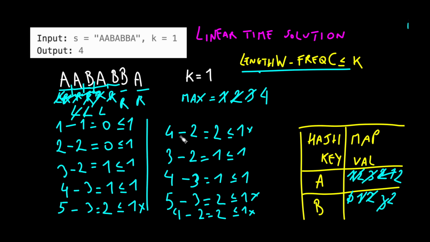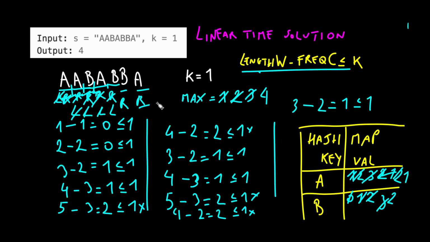We now want to move left again. So left is now going to be here. We want to update the frequency. So in this case, we've got 2 B's and 1 A. I'm going to continue over here. So window length is 3 and the most frequent character is 2. So 3 minus 2 is 1, which is a valid window in this case because it's smaller than K. But the max so far is going to stay unchanged.